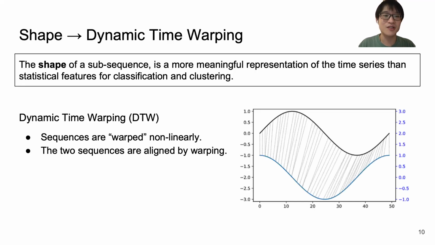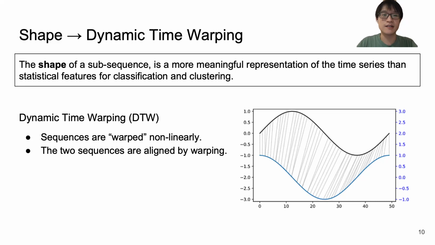First, let's see what Shape is. As we all know, interval-specific temporal properties, such as the shape of a sequence, are a more meaningful representation of the time series than statistical features for classification and clustering. So, drawing this inspiration, ShapeCF uses DTW, dynamic time warping, to extract the shape-based features.